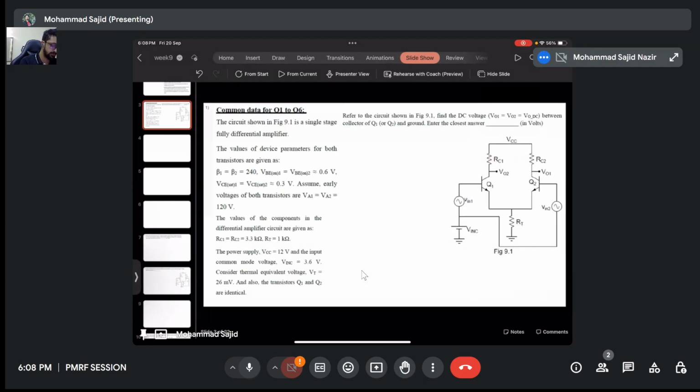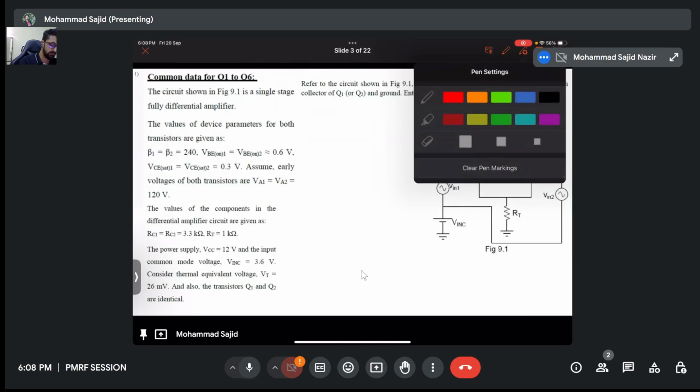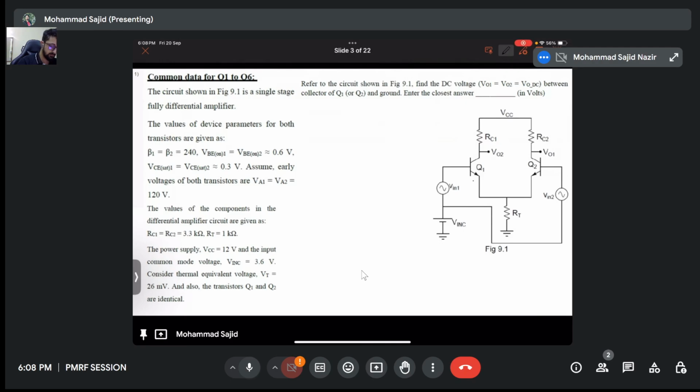Let's first check the question. This is my single stage differential mode amplifier. The values of the parameters: these are BJTs, right? This is NPN and this is NPN. For differential mode amplifiers, these two will be identical. So that's why B1, B2 is equivalent to 240 and VBE on voltage is 0.6.